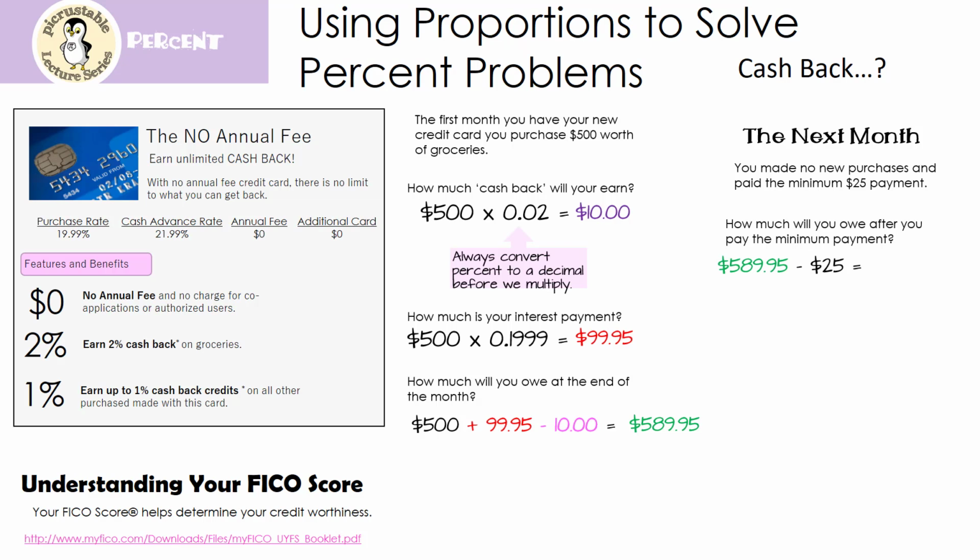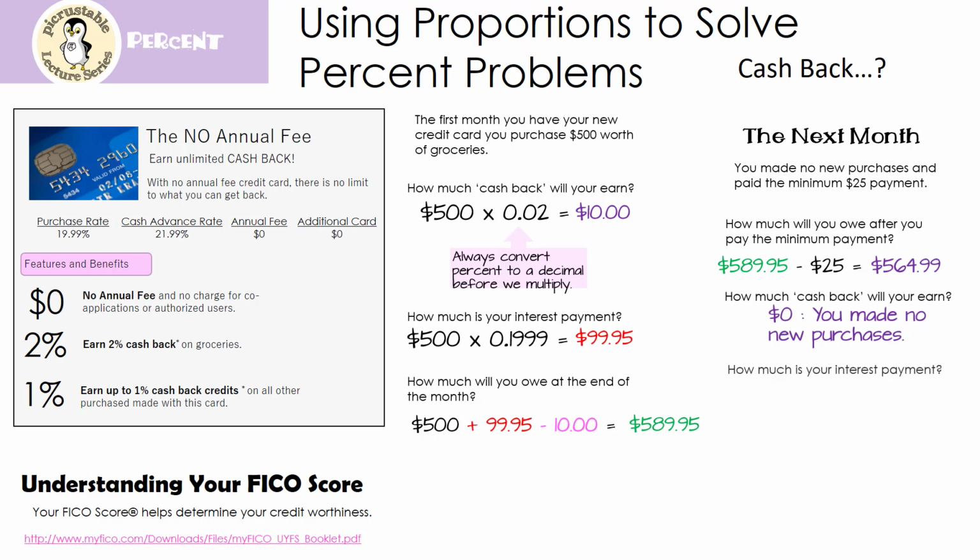You're going to take what you owe, $589.95, and subtract $25. That's $564.99. How much cash back will you earn? Well, zero, because you made no new purchases. You don't get any cash back. How much is your interest payment?